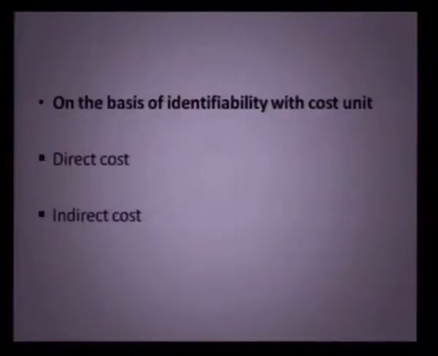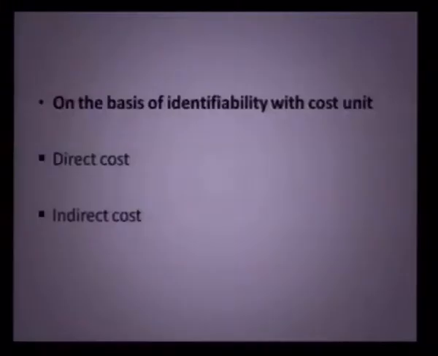We can divide costs on some other basis also. For example, identifiability of cost with a particular cost unit. In some cases, we can very clearly and conveniently say that this particular cost is related to this product. In that case, we call it direct cost. And if it is not possible to directly allocate a cost to a particular unit, that is indirect cost. Can you further explain it with the help of an example, directly and indirectly, which you are talking of?